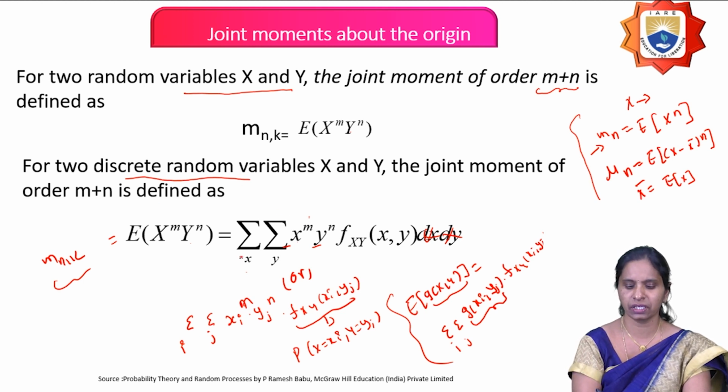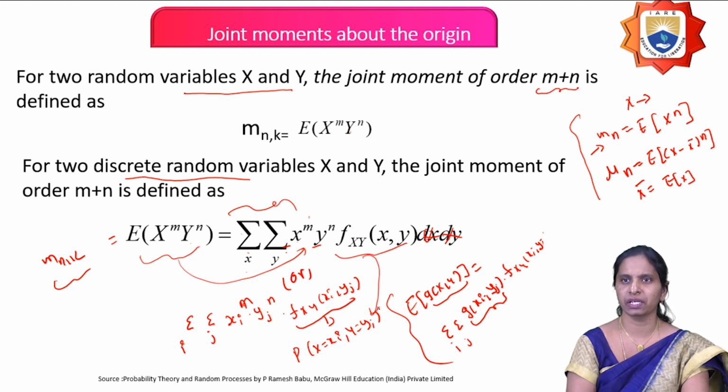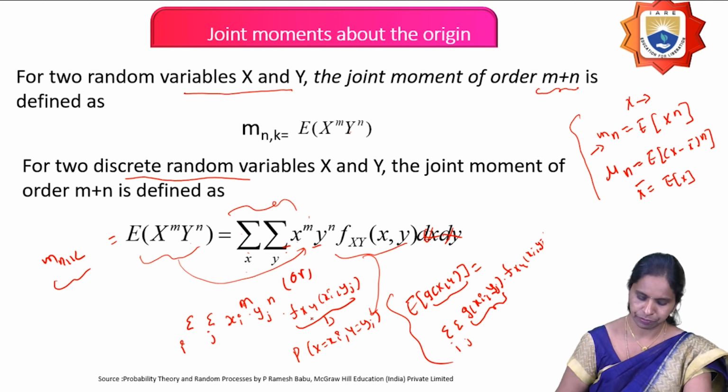For discrete random variables, you have to take the summation. Since you have two random variables, you get the double summation here. So expectation of any function is that function into the density function. For discrete random variables, the density function is nothing but the probability mass function, the joint probability mass function only.